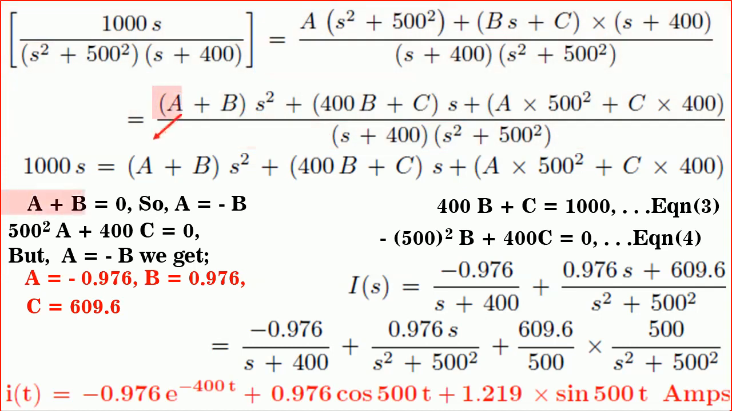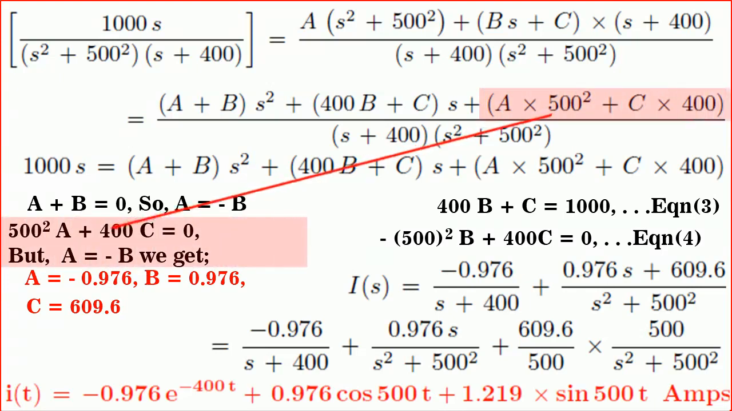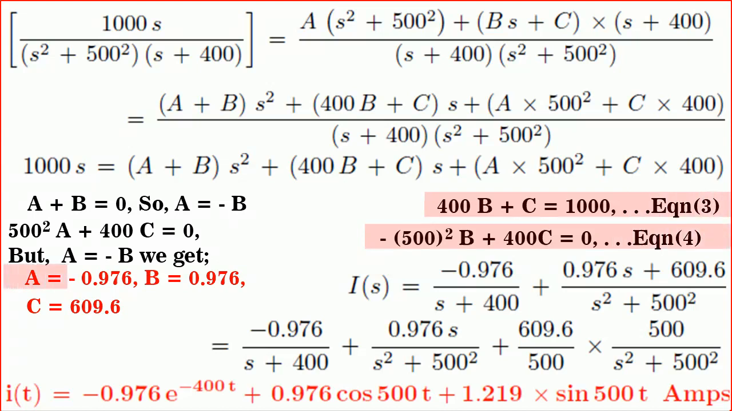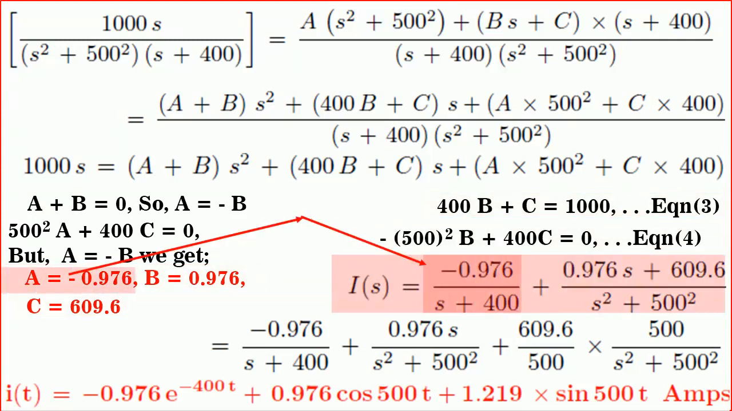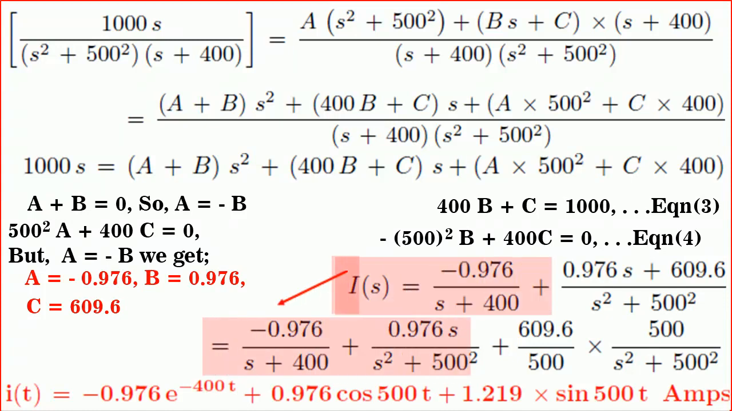By equating the coefficients of s square, we get A plus B is equal to 0, so A is equal to minus B. And equating the coefficients of s, we get 400B plus C is equal to 1000. By equating the constant terms and solving, we get minus 500 square into B plus 400C is equal to 0. By solving both simultaneous equations, we get A is equal to minus 0.976, B is equal to 0.976 and C is equal to 609.6.